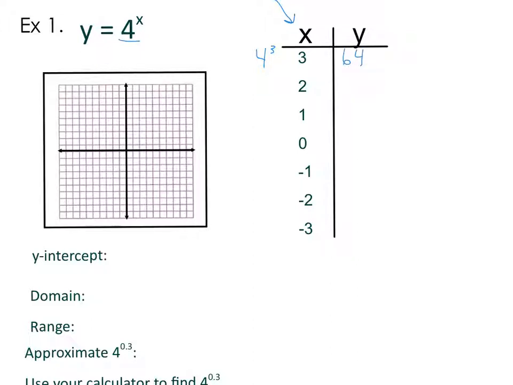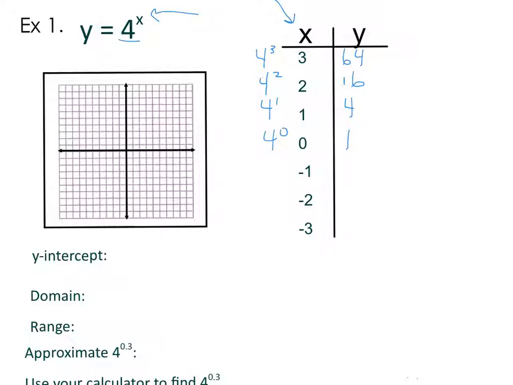Okay, our second one would be 4 squared. Again, I'm just plugging in these numbers into my variable, again right up here. So 4 squared is 16. Then 4 to the first, which would be 4. 4 to the 0 power, again, anything to the 0 power is 1.